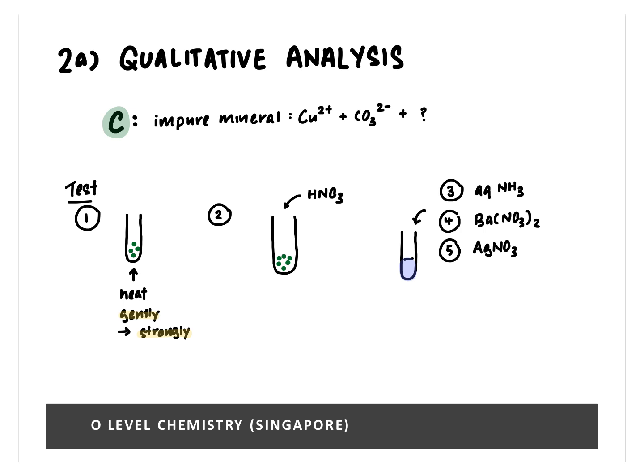And when you add silver nitrate, that is the test for chloride or iodide, you should see a white ppt. That means that chloride is present. So the other salt that's present in C is actually hydrated copper(II) chloride. So C is a mixture of copper(II) carbonate and hydrated copper(II) chloride.